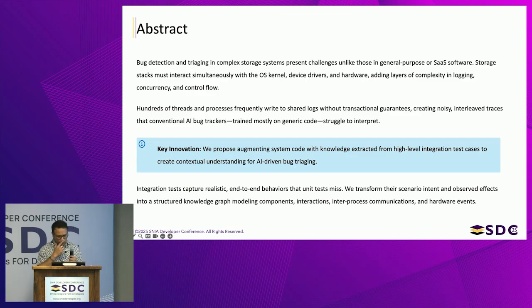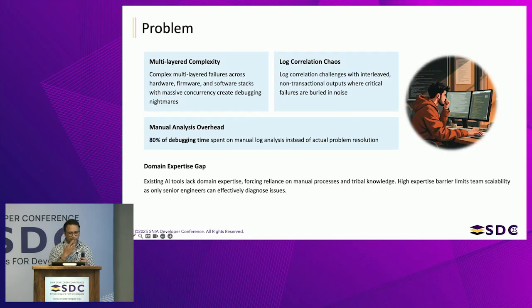Before we dive into the details, let's spend a little time on the problem we are up against. There are 3-4 areas. One is the multi-layered complexity, where a single failure can ripple through multiple layers of hardware, firmware, and different software stacks. Diagnosing a concurrency issue in this environment is not just hard, it's a nightmare. You really need a lot of system knowledge to stack together end-to-end scenarios.